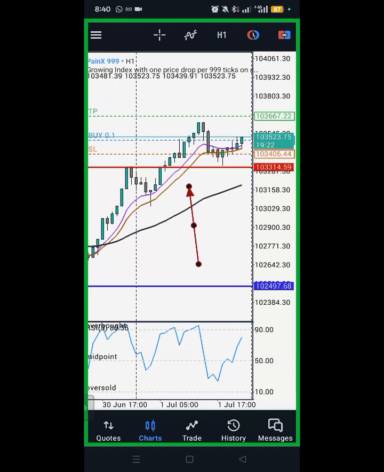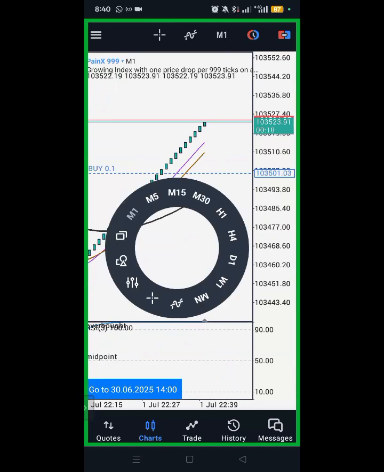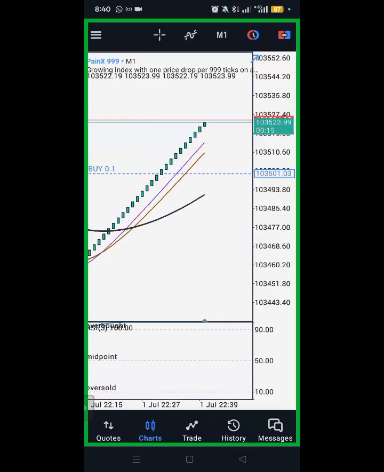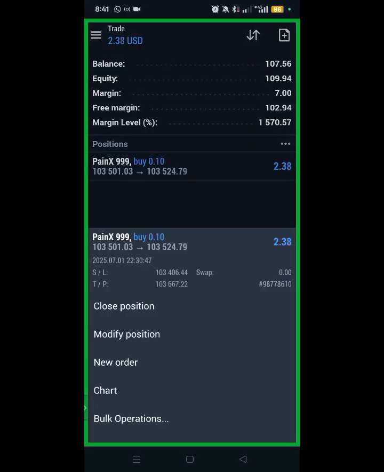For those of us who like counting candles, if you are counting candles now, you see that from where we entered, 1, 2, 3, 4, 5, 6, 7, 8, 9, we have gotten 10 candles, which is enough for us to jump out. We have made $2.37.